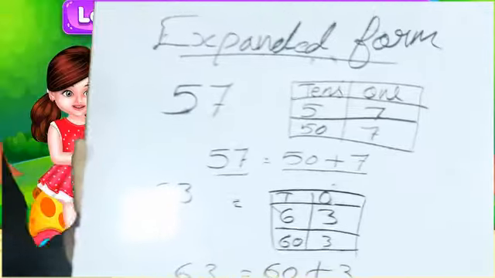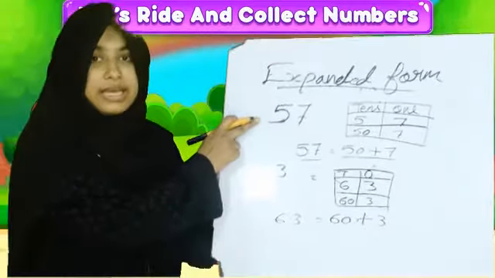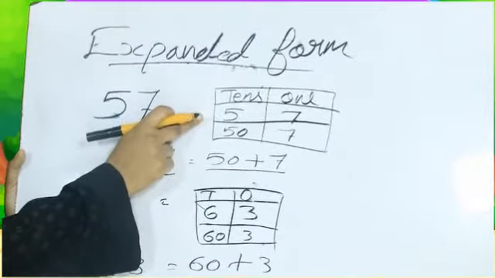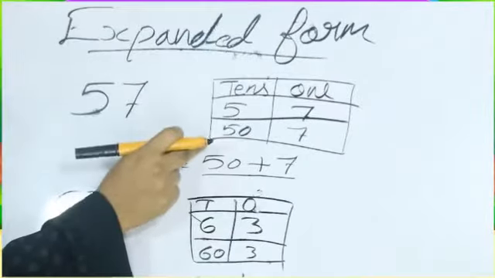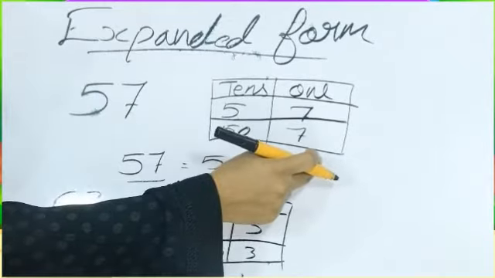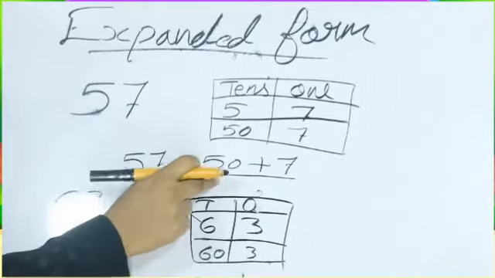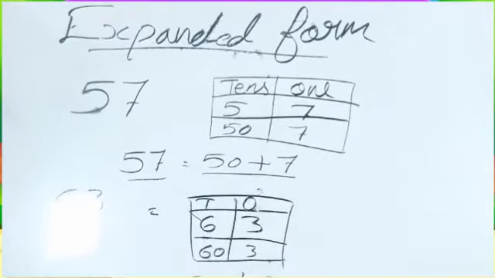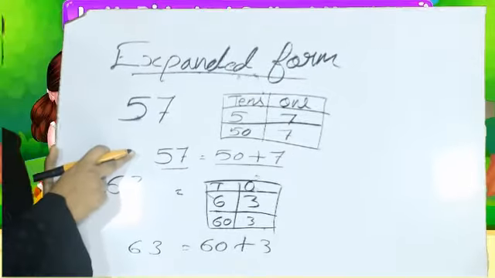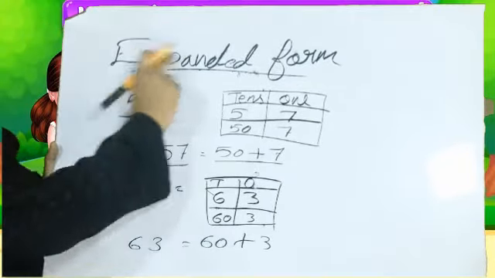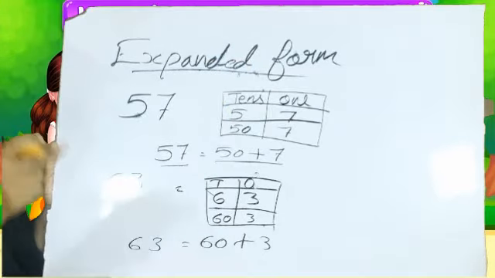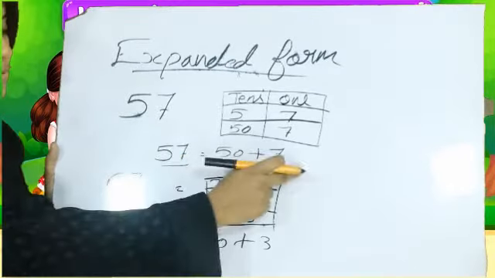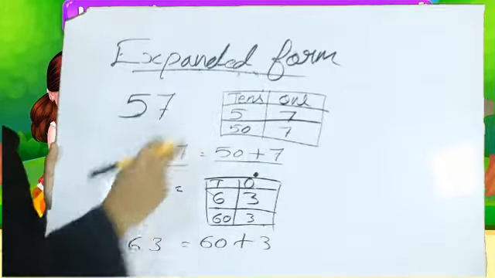Now I will give some examples. First I will explain this one again. 57. How many tens? 5 tens, 7 ones. 5 tens means 50. 7 ones means 7. We write 50 plus 7, 57. The addition of the place values of its digits is the expanded form. I will say again: addition of the place values of its digits is expanded form.